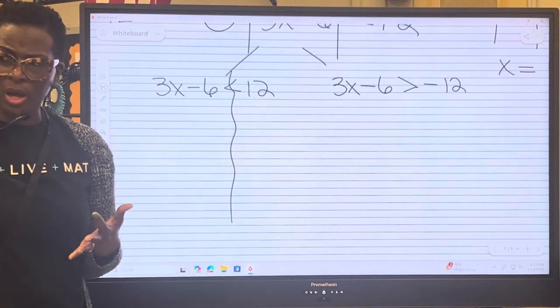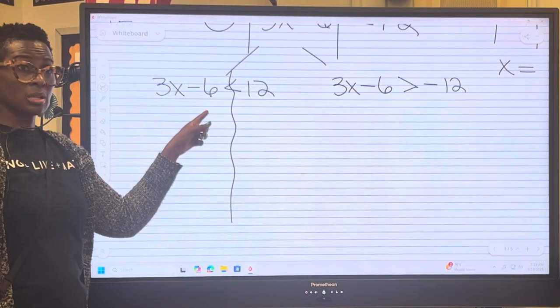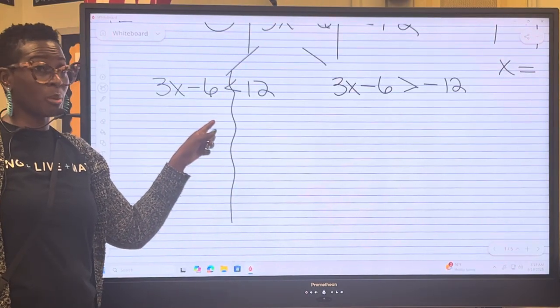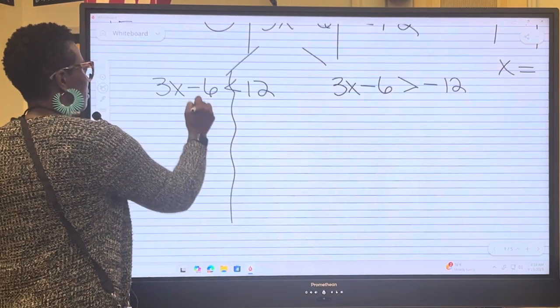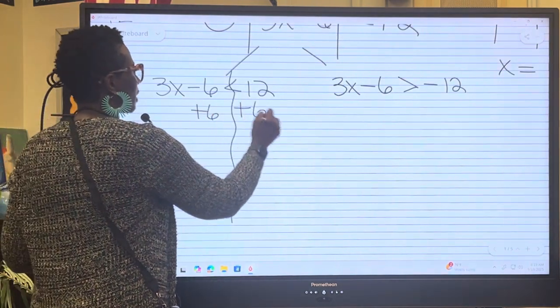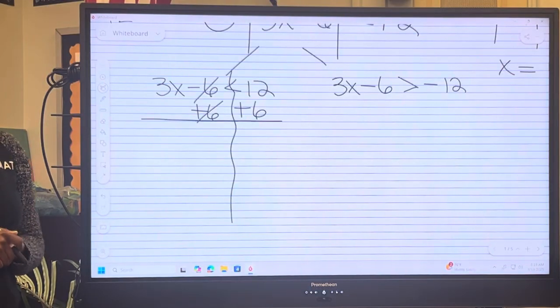What is that? Is that a 6? Negative 6. Those are two different numbers. Negative 6. How do I undo a negative 6? Positive 6. I'm going to add 6 to both sides. What property am I using right now? Addition property. Very good. Any questions so far?